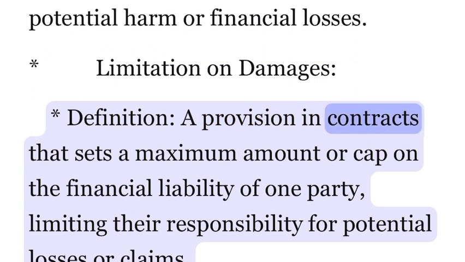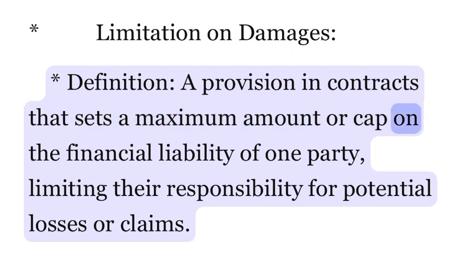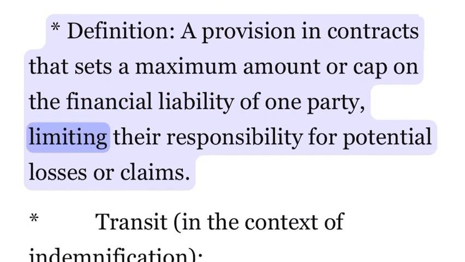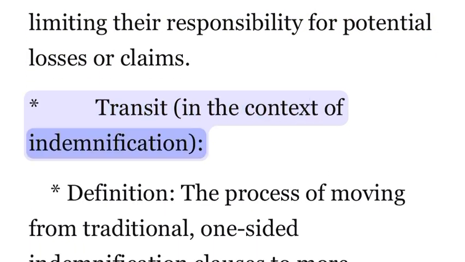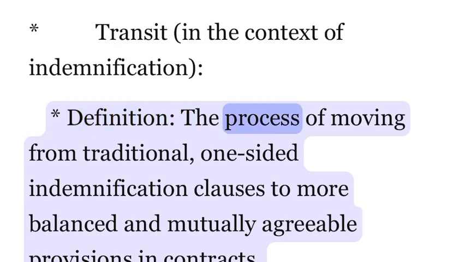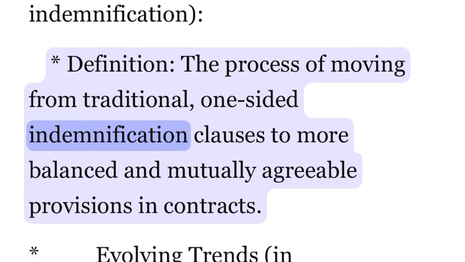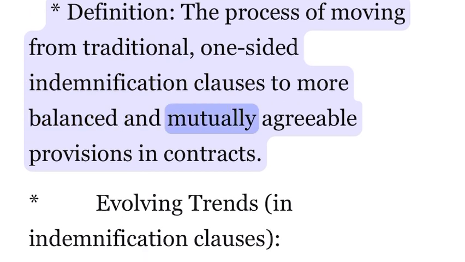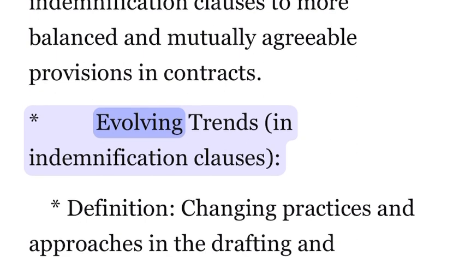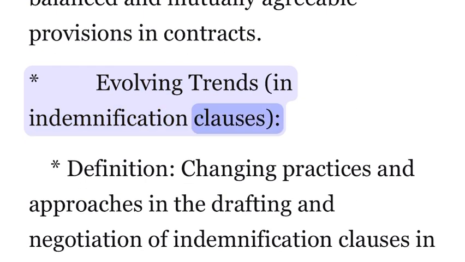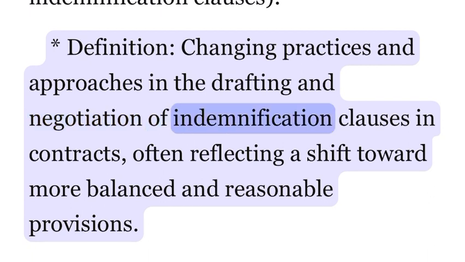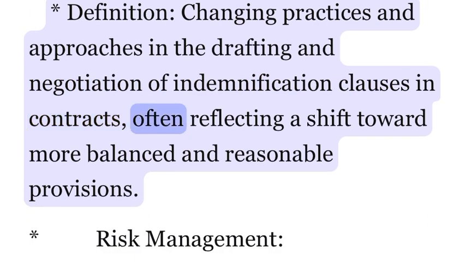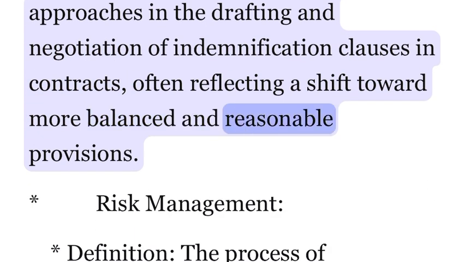Limitation on damages. Definition: a provision in contracts that sets a maximum amount or cap on the financial liability of one party, limiting their responsibility for potential losses or claims. Transition, in the context of indemnification. Definition: the process of moving from traditional, one-sided indemnification clauses to more balanced and mutually agreeable provisions in contracts. Evolving trends in indemnification clauses. Definition: changing practices and approaches in the drafting and negotiation of indemnification clauses in contracts, often reflecting a shift toward more balanced and reasonable provisions.